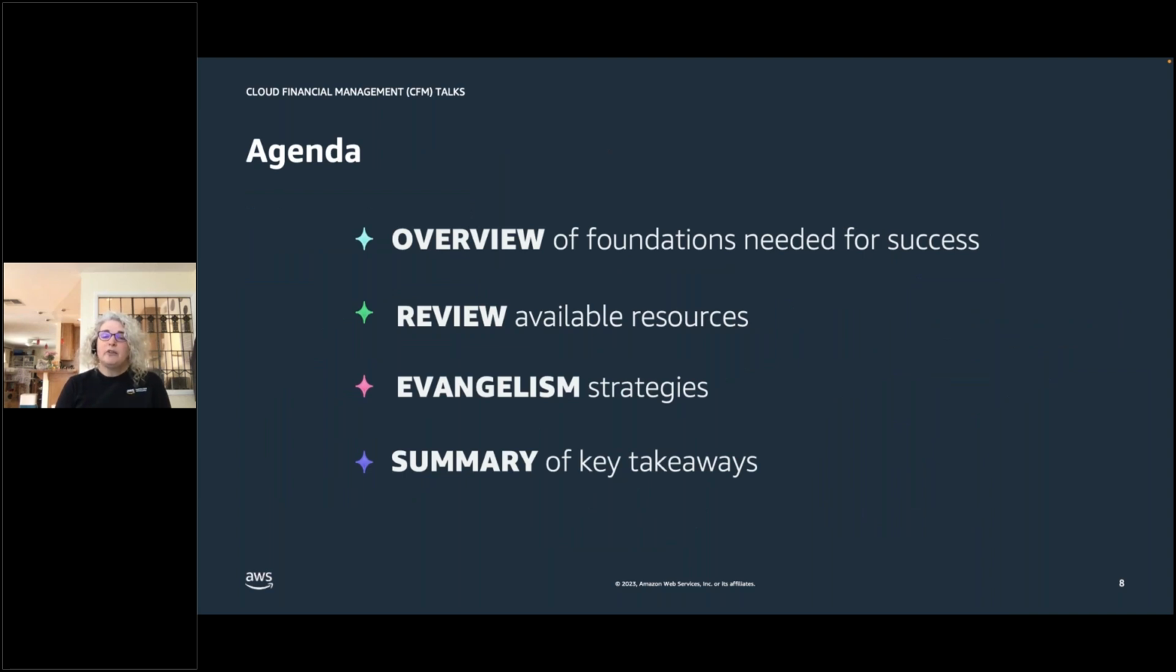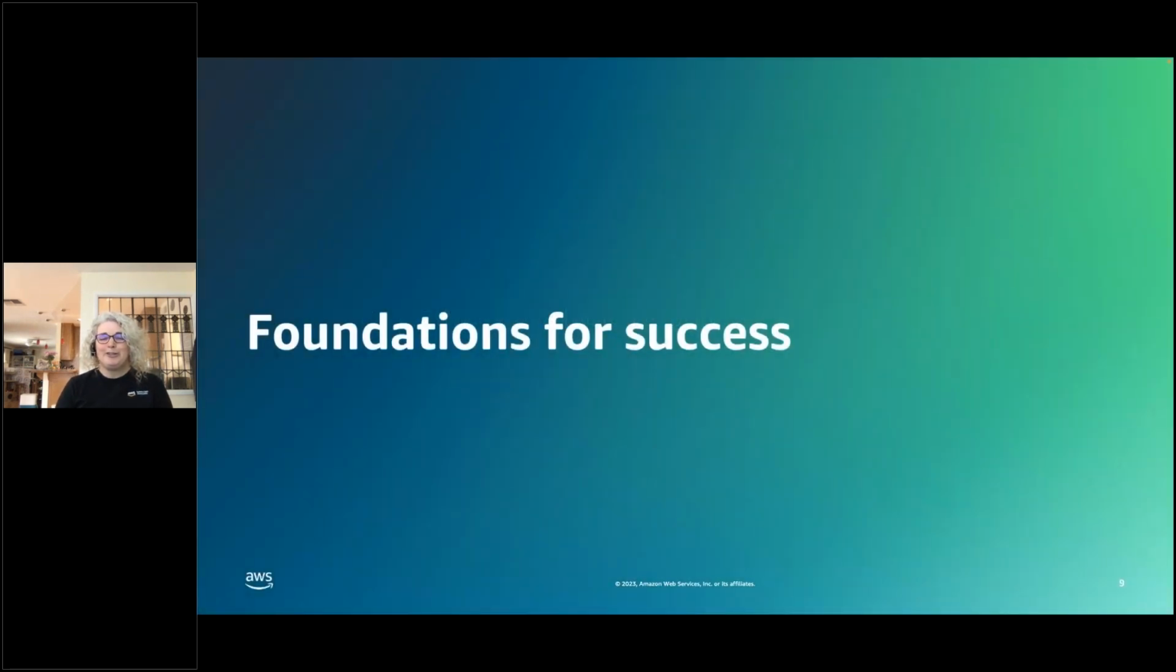So while we're tackling those 4 questions, we're going to actually not do it question by question. We're going to talk about it in broader categories. So an overview of some of the foundation that you need for success, a review of some of the available resources that you have, and then some evangelism strategies. And then we'll do a summary at the end. So thank you so much for being here. And I'm going to go ahead and start talking about some of those foundations for success.